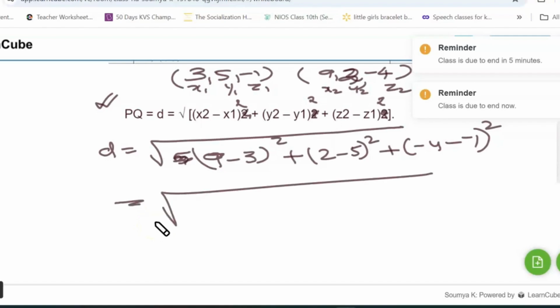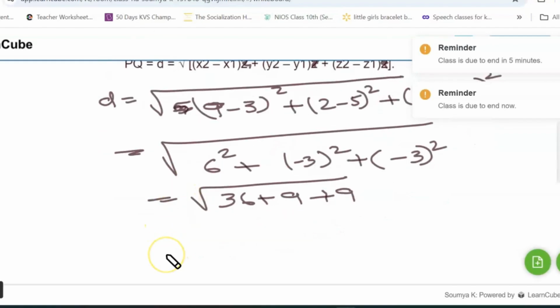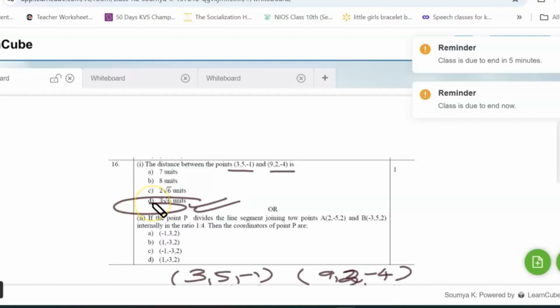That is equal to square root of 6 square plus minus 3 square plus, this 2 becomes plus here. Okay, so it will be minus 3 the whole square, which is equal to 6 sixes are 36. Here it will be 9, and here it will be 9 again. So in total you will get 54, or you can write it as 3 root 6. Fourth option is the correct answer.